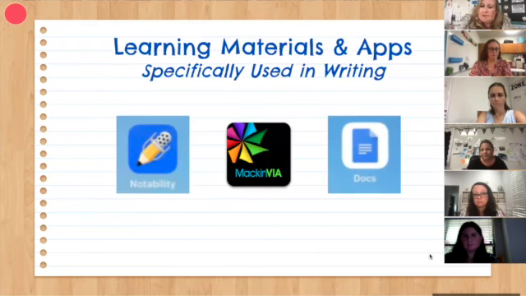And then the apps we'll use for writing, we can use Notability. Sometimes they can write up what they need to in Notability. There's stuff to help them in Mac and Via. And then there's Google Docs, where sometimes they can type up what they've written into a Google Doc.